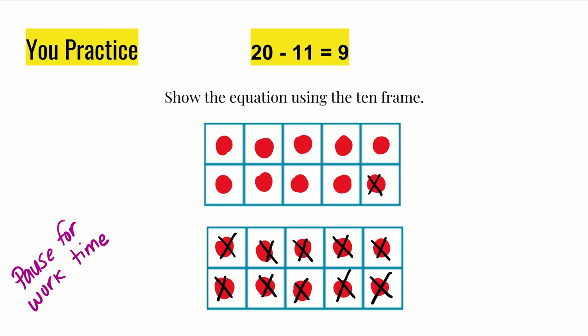And then we can count how many we have left in our 10 frame, and we can see we have 1, 2, 3, 4, 5, 6, 7, 8, 9. So we know that 20 minus 11 equals 9.